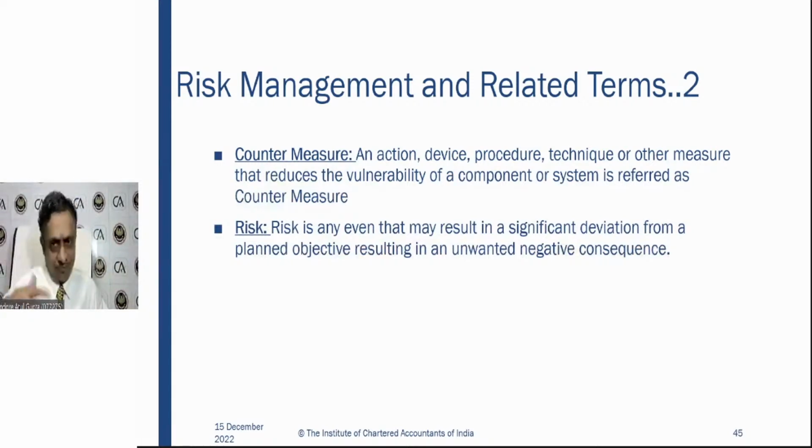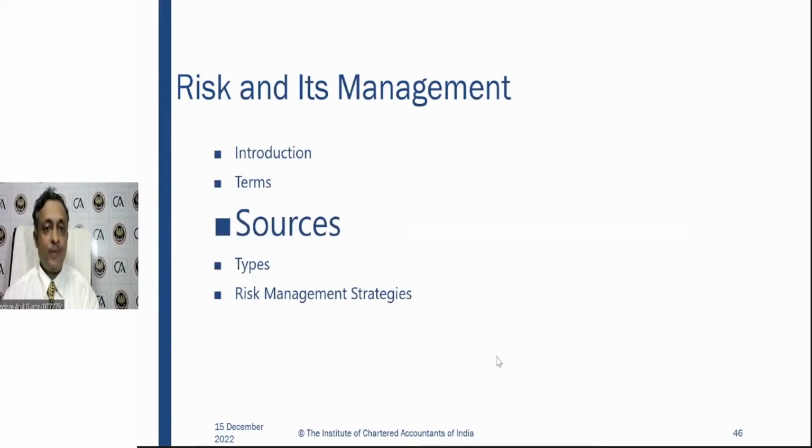Risk is what we are all reading. Risk is any event that may result in significant deviation from a planned objective, resulting in an unwanted negative consequence. That is definitions. We are not going to sources. I want to first read your answers. Lot of questions we have put.